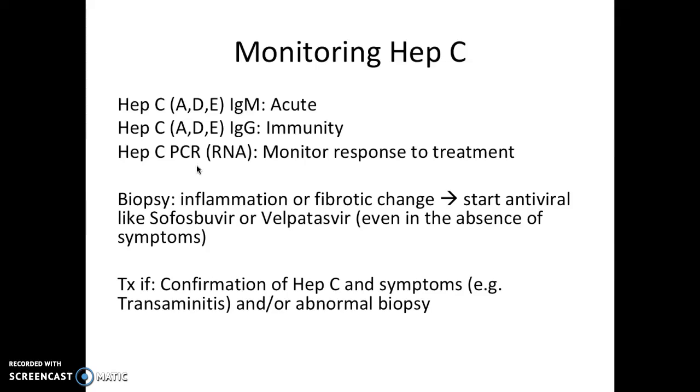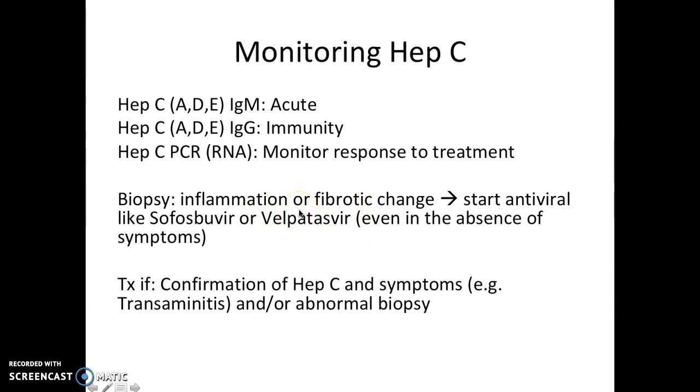So even though it's falling out of favor, another diagnostic tool is a liver biopsy. Basically, if that patient has inflammation or fibrotic change in their liver, you're going to want to start an antiviral, even if they're asymptomatic, because remember, cirrhosis is irreversible. So I'm going to circle these antivirals because unfortunately I'm terrible at pronouncing their names. So I apologize for that, but hopefully this is instructive for you.